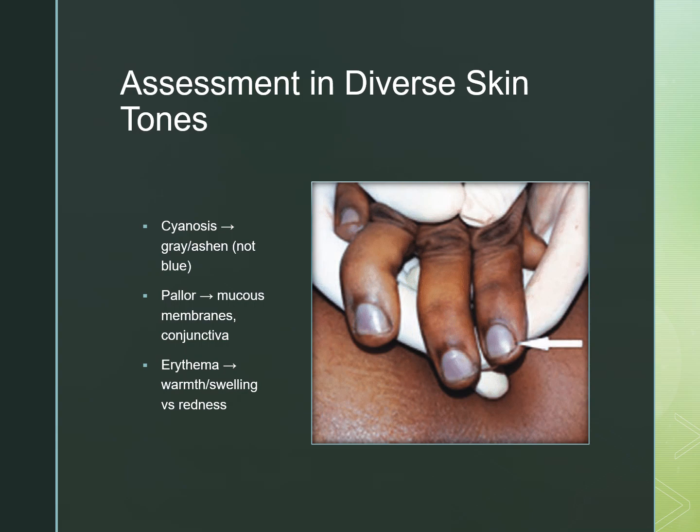Pallor is really harder to see in dark skin colors. So again, we're assessing the conjunctiva, the mucous membranes, palms, and nail beds. Erythema may not appear red in darker skin. So instead, we want to assess for warmth, swelling, and tenderness. It can also be an early sign of infection, inflammation, or pressure injury. So if you rely only on color, you're going to miss some important findings. So we always want to assess temperature, texture, and our patient's symptoms.